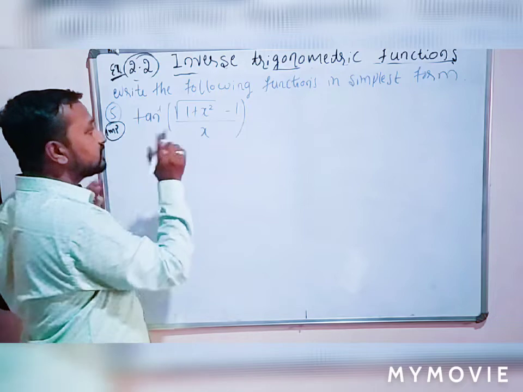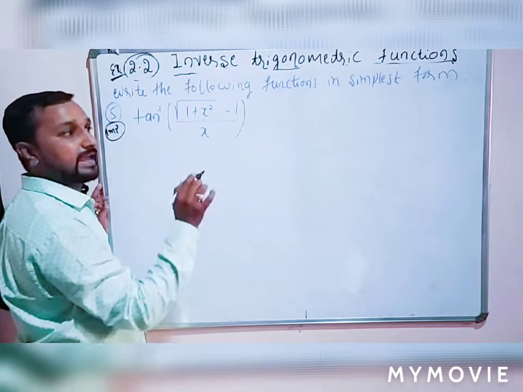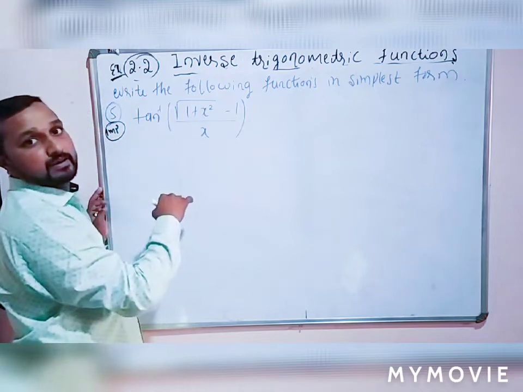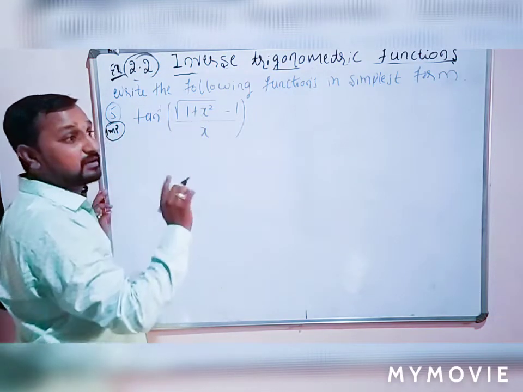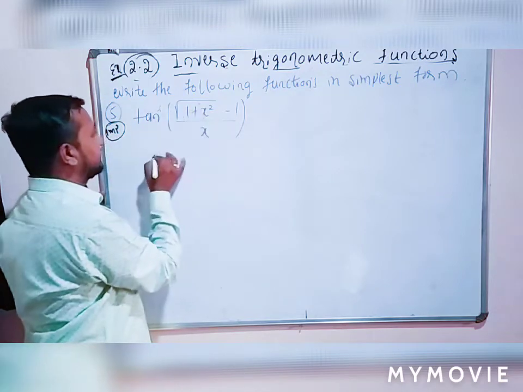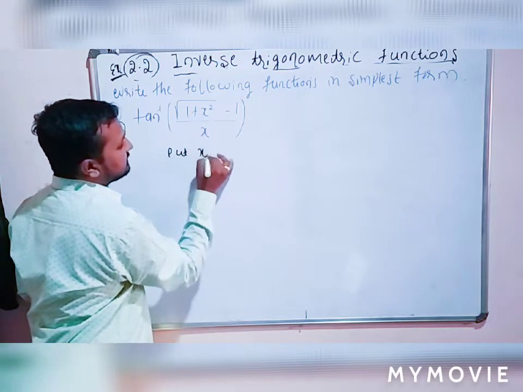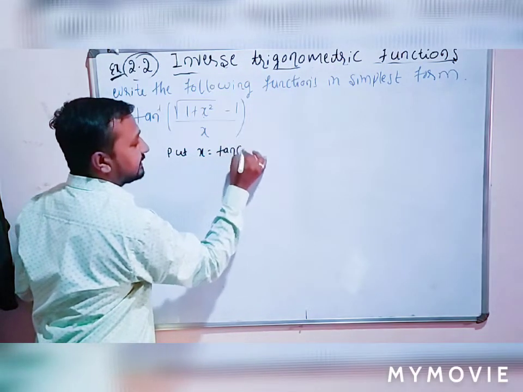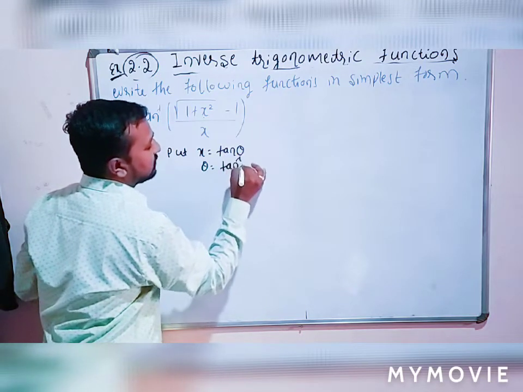So here, what should we put for x? Put x equal to tan theta. Because if we put x equal to sec theta, then 1 plus sec square theta has no formula. That's why we put x equal to tan theta. In this example, put x equal to tan theta, so this implies that theta is equal to tan inverse of x.